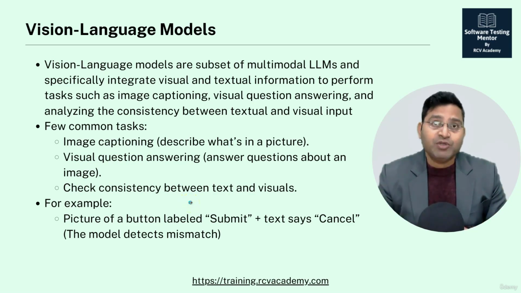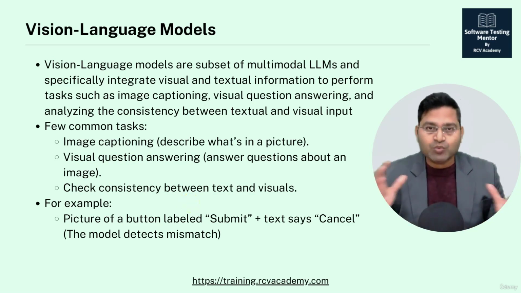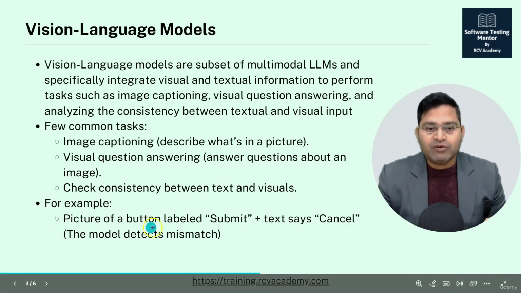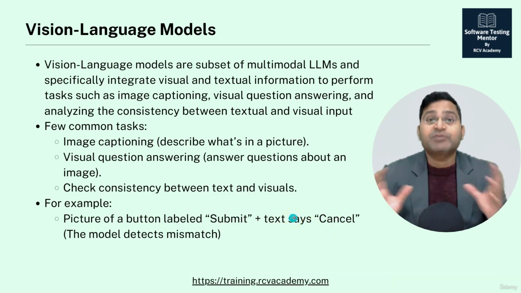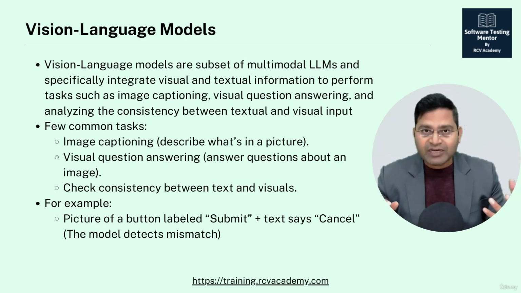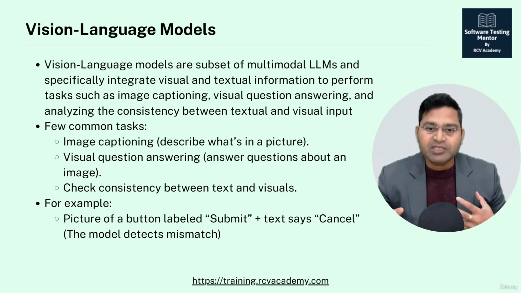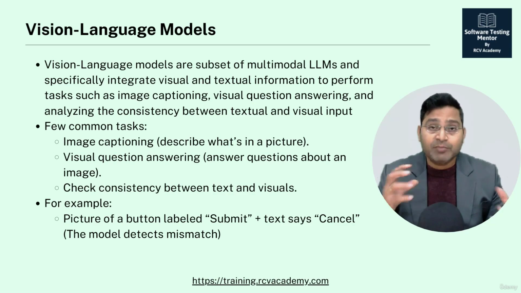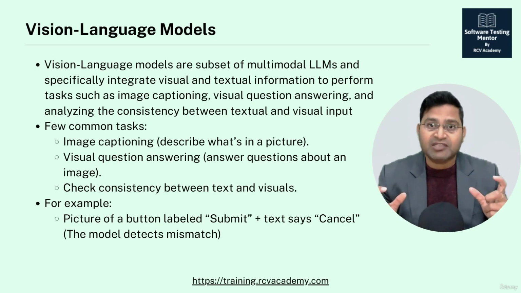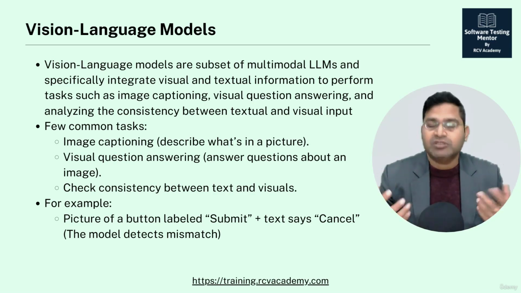Checking the consistency between text and visuals: any place where text and visual consistency details are required, that's where a vision language model is used. For example, a picture of a button labeled submit and the text says cancel, then the model detects the mismatch, right? So a vision language model will be able to not only identify the image and explain what's in it, but it is also capable of reasoning and understanding that the image says submit but the text says cancel, so there is a mismatch. It will be able to help you in those scenarios as well.